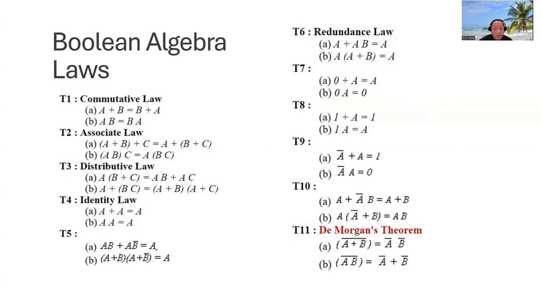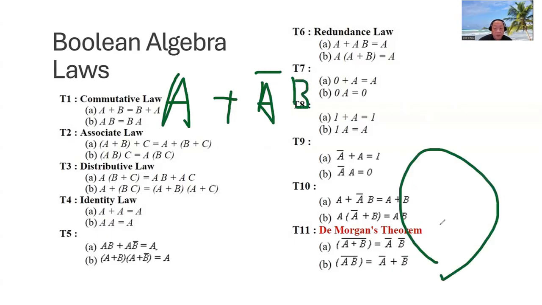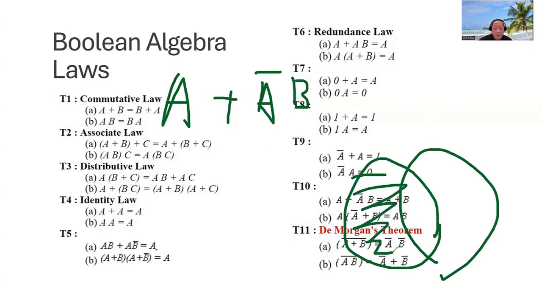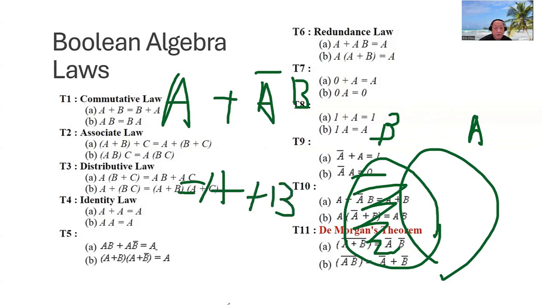Okay. Next one, we have A or A bar B. A bar B is this portion. So A or A bar B equals A or B.